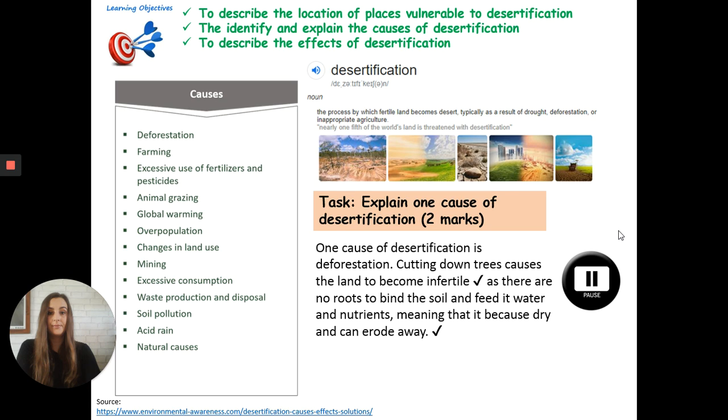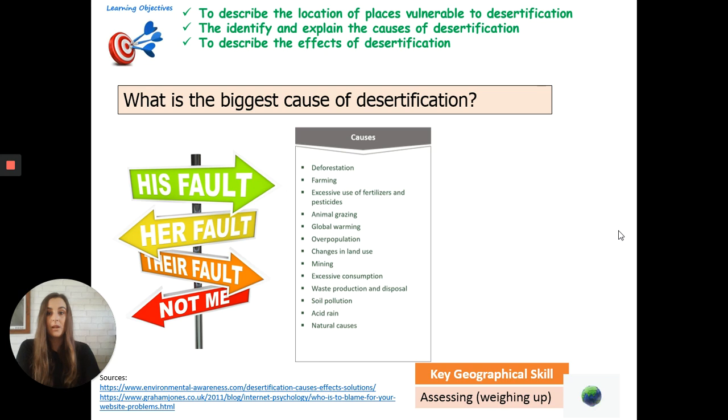Okay, so we did this in the last lesson, a really good key skill of assessing and weighing up and making decisions. And like I said last lesson, there's no right or wrong answer as long as you can justify what you've read. So thinking about that list of causes, what's the biggest cause of desertification in your opinion? You have to justify why you've picked that one and why you think it is the biggest cause. So if you could pause it now and have a go at saying what the biggest cause is.